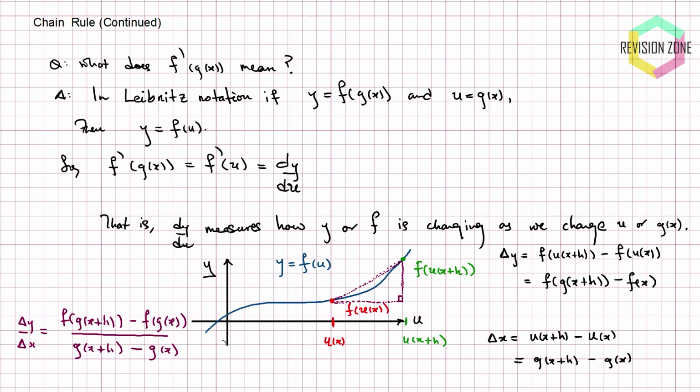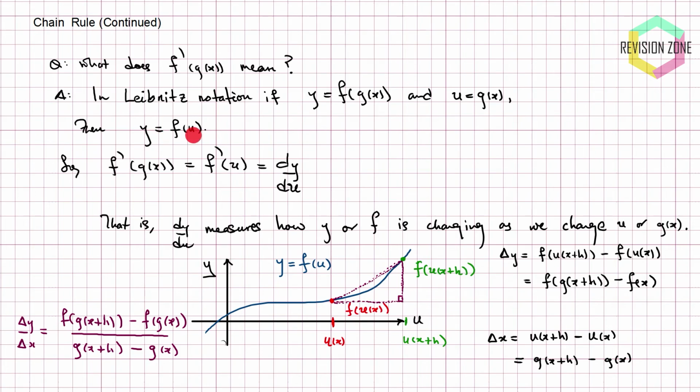So let's think about what f prime of g of x actually means, because this term came up in the chain rule. For the purpose of time, I've written things down so we can run through it quicker. This video is long enough as it is. In Leibniz notation, if you define y as a function of f as a function of g of x, so it's a composite function, we can take g of x itself to be a new variable u. So basically, y is a function of u.